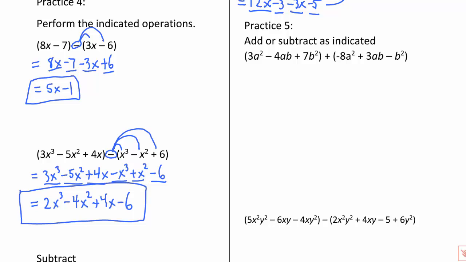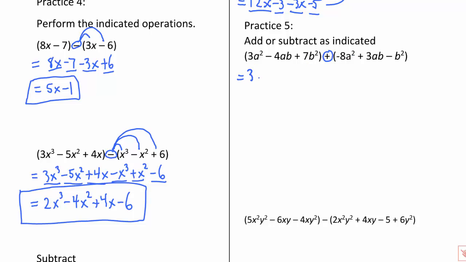So we have 3a squared minus 4ab plus 7b squared, plus a negative 8a squared plus 3ab minus b squared. So, what's the operation between the two? It's addition. Because it's addition, I effectively just drop the parentheses and keep all signs the same.